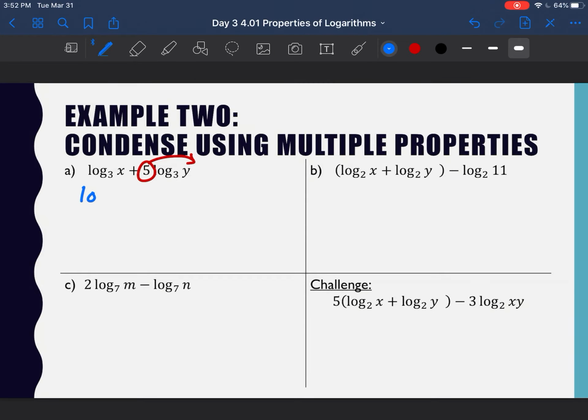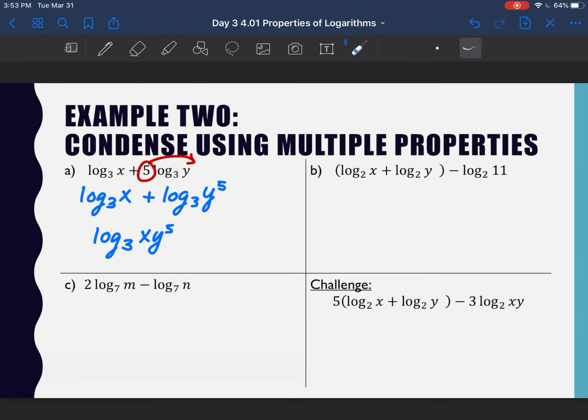So move the 5, it's going to look like log base 3 of x plus log base 3 of y to the 5th power. We can't simplify y to the 5th power, so you can just leave it how it is. And now that we've gotten rid of the 5 in front of that logarithm, now we can combine both of them into 1. So this would be log base 3, and then you're going to have x times y, so you can just write xy next to each other. So it looks like that. If you wanted to, you could put parentheses, but it's not necessary.